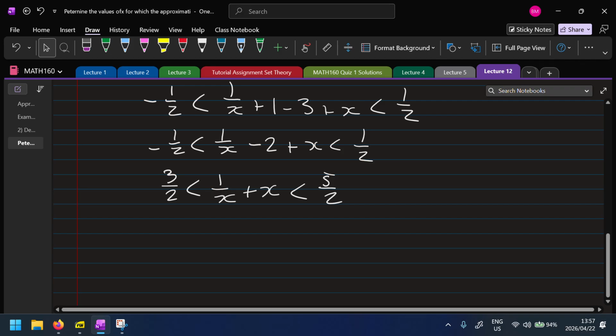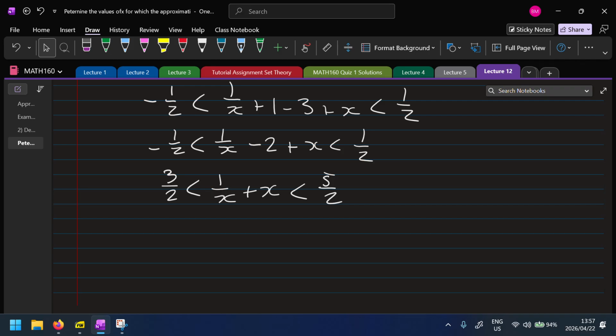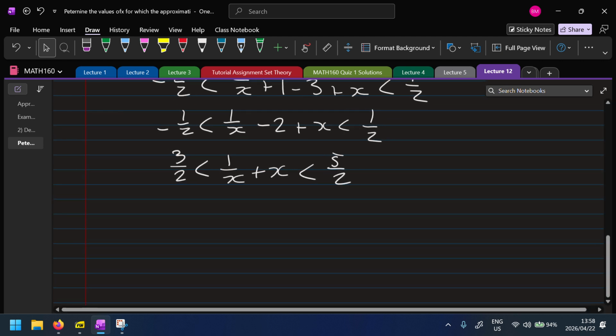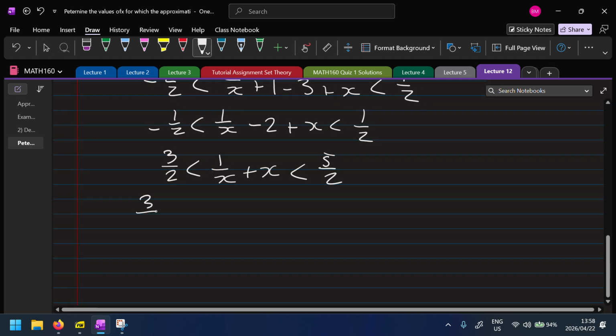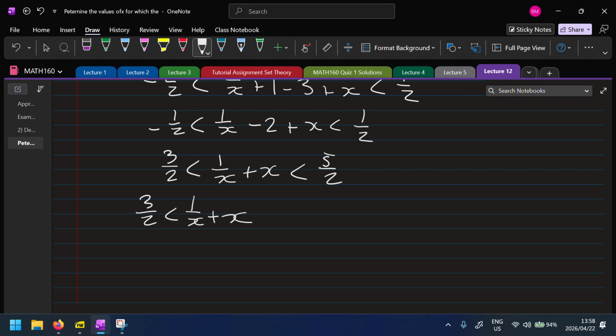Okay, so we can split this up into two inequalities, or you can treat it as one. I'll leave that up to you. So let's split it into two. We're going to have one part for the left side, another part for the right side. Then we can solve for x. So we have 3 over 2 less than 1 over x plus x. We'll just treat that separately on the one side. And then on the other side, we have 1 over x plus x is less than 5 over 2.